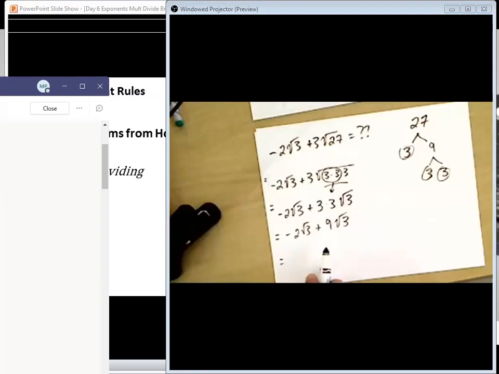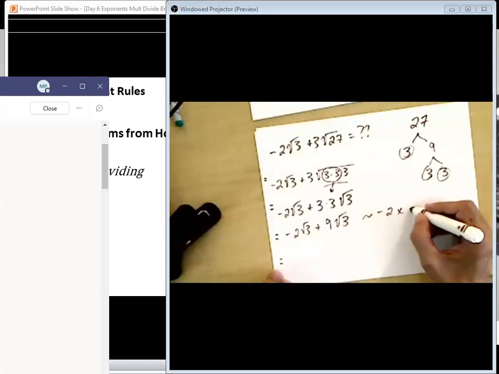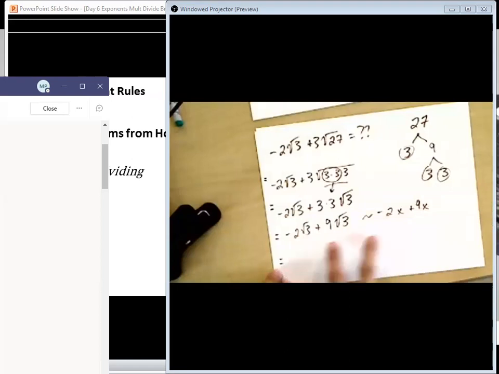What we got is a minus 2 root 3, and a plus 9 root 3. So as long as these are the same, they're both square root 3s, right? We just work with the numbers here. So watch this. It's kind of like minus 2x plus 9x. You see, both x's, both square root 3s.